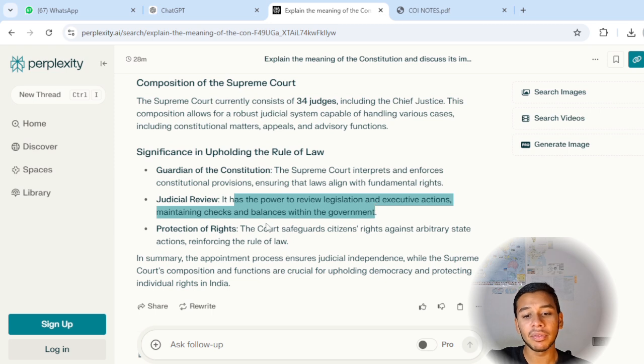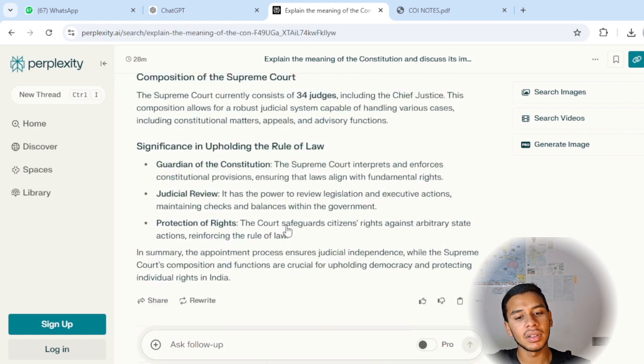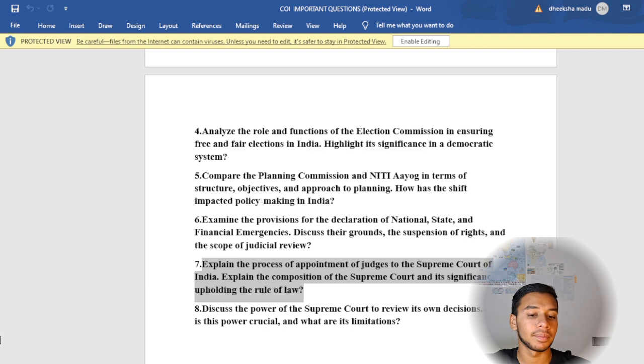It has the power to review legislation and executive actions, maintaining checks and balances with the government. Third would be protection of rights. The court safeguards citizens' rights against arbitrary state actions, reinforcing the rule of law. That's it.